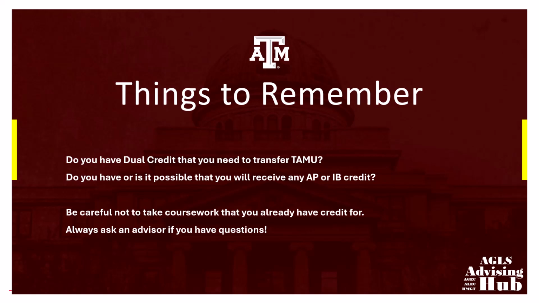Things to remember. Do you have dual credit, transfer coursework? Do you have any AP or IB credit that you already have or might possibly get? Be careful not to take coursework that you already have credit for. Always ask your academic advisor if you have questions.